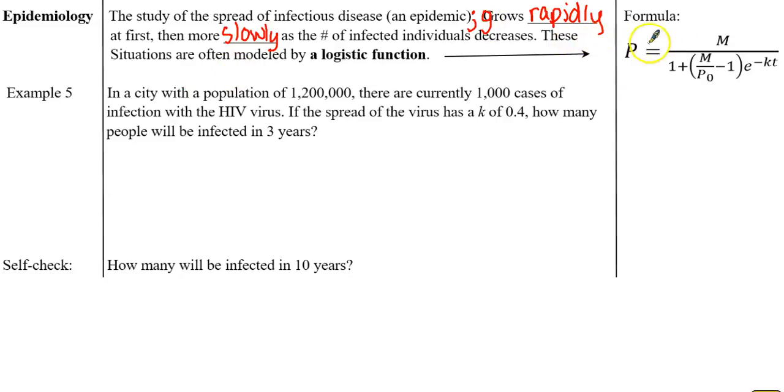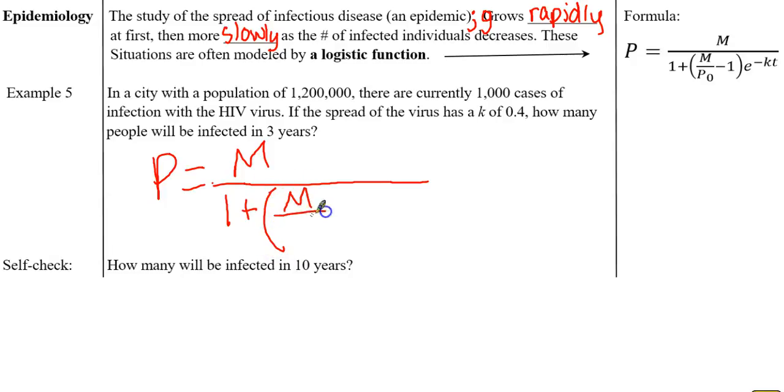So we have this crazy looking equation which you have to write. I'm going to write it over here bigger so everybody can see it. So it looks like this. P is equal to capital M over this big long information at the bottom. So this is a population maximum, so it's going to cap off the population that can become infected. 1 plus quantity M over P sub 0 minus 1 times e to the negative kt. So that's the equation that I want you to put over on the right-hand side.